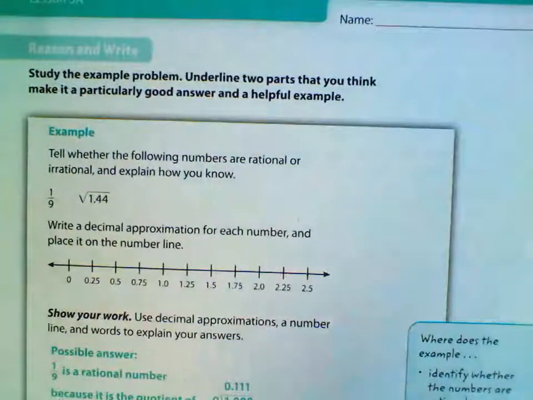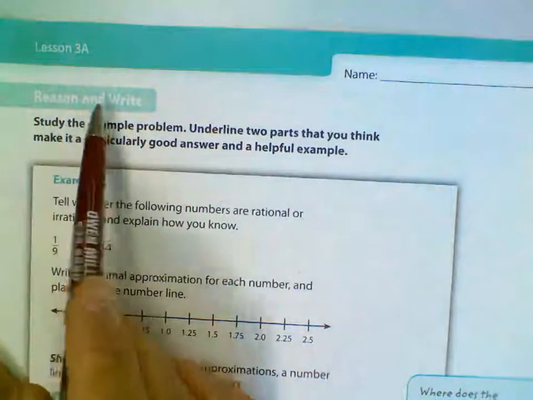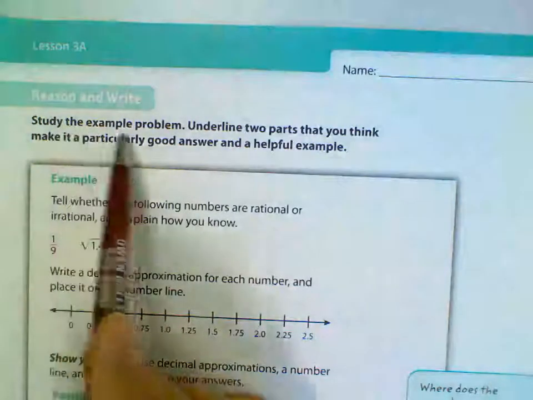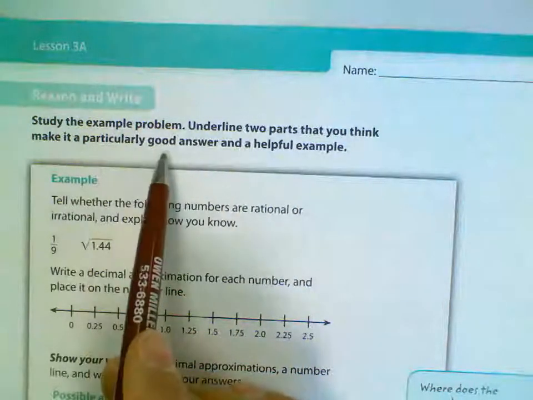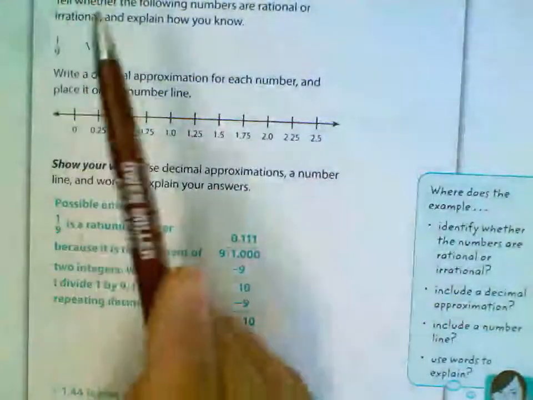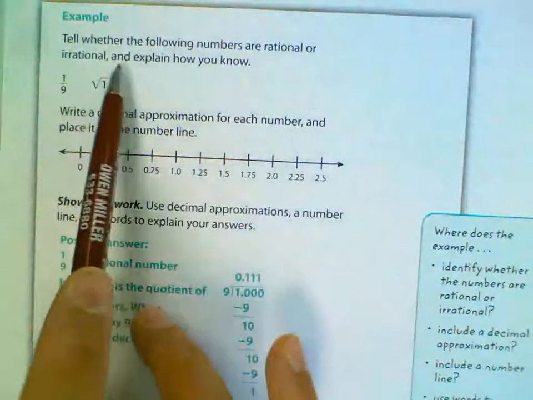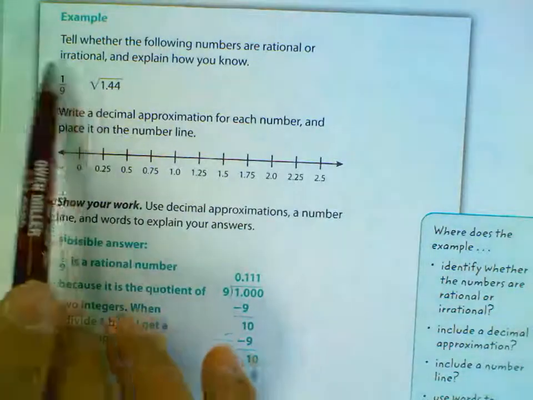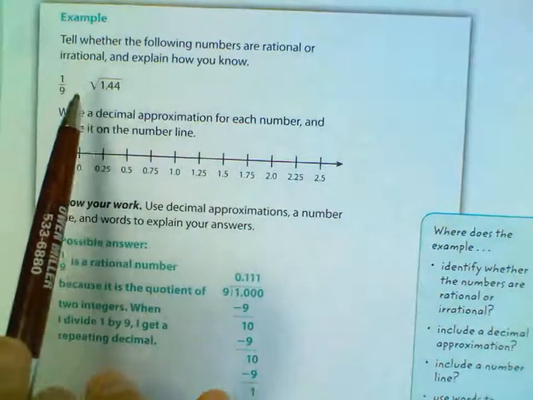Let's be careful with page 27 because you need to read this problem. So we are going to reason and we are going to write. Study the example problem. Underline two parts that you think make a particularly good answer and helpful example. For example, we have: tell whether the following numbers are rational or irrational and explain how you know. Just looking at the first one, 1/9, that's the quotient of two integers. So it's a rational number, but we need to prove it.